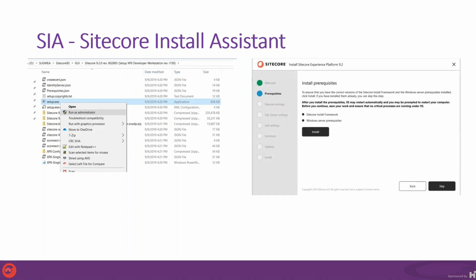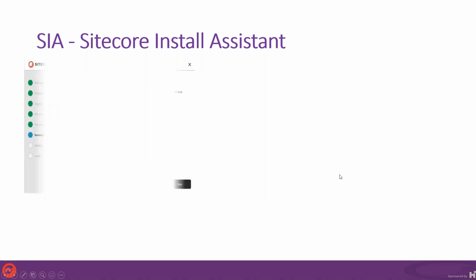It will ask you to install the prerequisites like Sitecore Install Framework or Windows Server prerequisites. If you are doing it for the first time, it's recommended to install these two. If you are doing subsequent installs of 9.2 or later versions using the Sitecore Install Assistant, you can skip it.